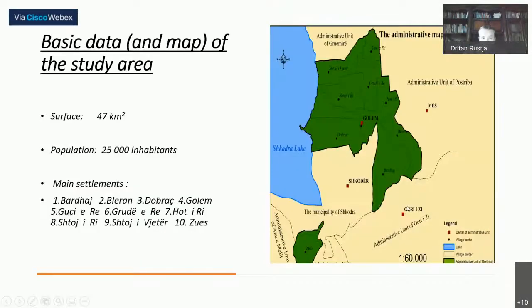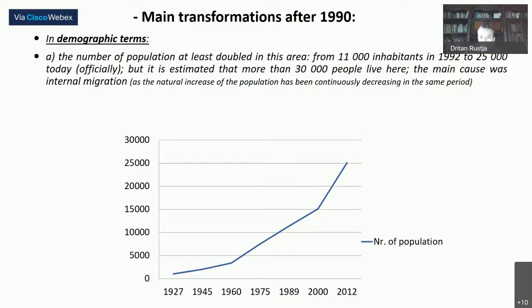So, data and basic information about this area. Now that we know where it's located, its surface: we are talking about a small area. Its surface area is about 47 square kilometers, and according to the official data, the population is about 25,000 inhabitants. But as we also consider the transformations that the area has experienced after the 90s, in demographic terms, we can say that actually the population doubled in this area. We have also a graph that shows the increase of population along the years, especially after the 90s. In 1990, the number of population in this area was about 11,000, while in 2015, as we said, about 25,000 officially, but it is estimated that actually more than 30,000 people live here.